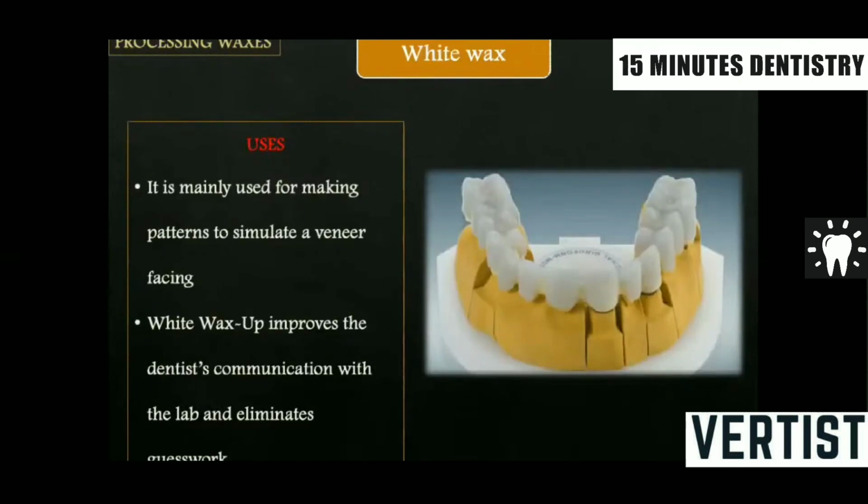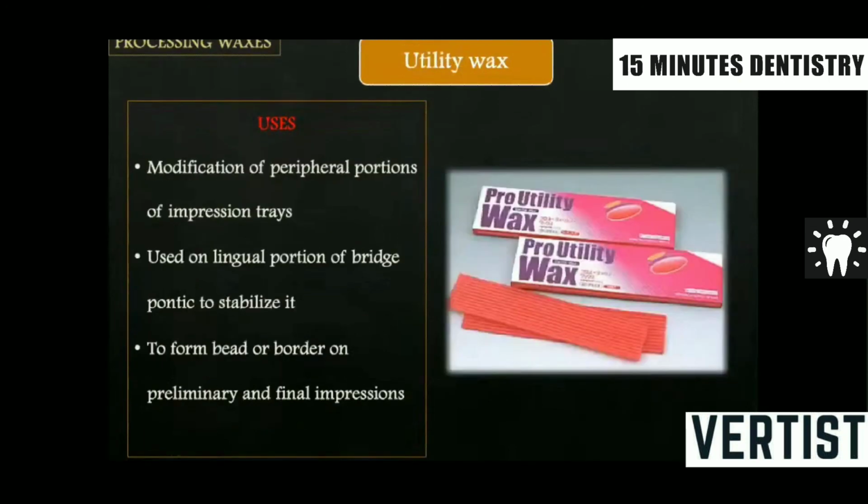White wax, it is mainly used for making patterns to simulate a veneer facing, and the white wax improves the dentist's communication with the lab and eliminates the guesswork. Like when you are doing a full mouth smile designing case and you want the patient to see what you have done or what instructions you have given to the lab, you have to build it up in this type of wax, place it in the patient's mouth, show it to him. If you want any changes, you send it back to the lab again. So it's a good communication tool.